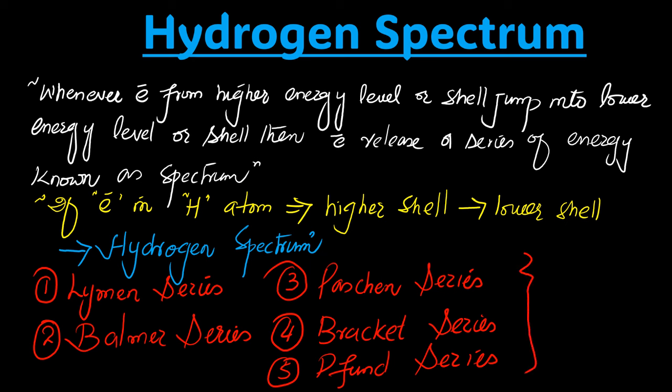Now, dear student, please keep in mind that the names of the series, like Lyman series, Balmer series, Paschen series, Brackett series, or Pfund series, are on the basis of an electron jumping from a higher energy level to the first, second, third, fourth, and fifth energy level. So now let us discuss the Lyman, Balmer, Paschen, Brackett, as well as the Pfund series.